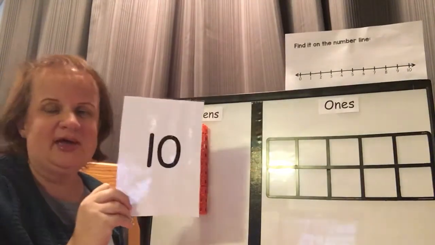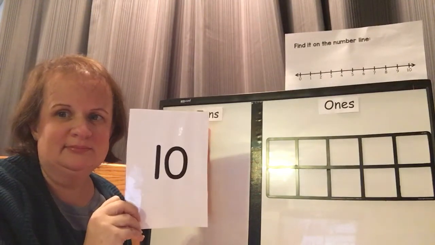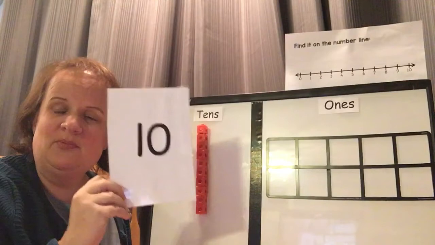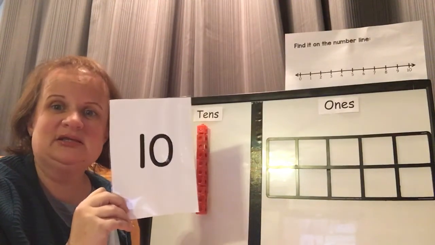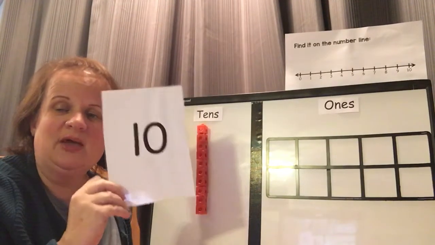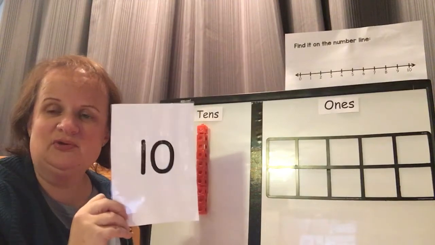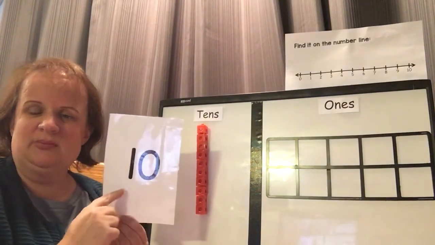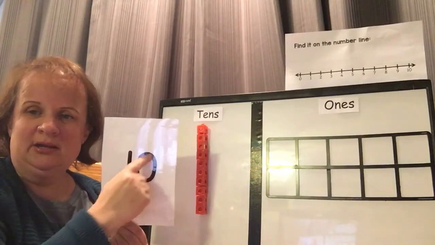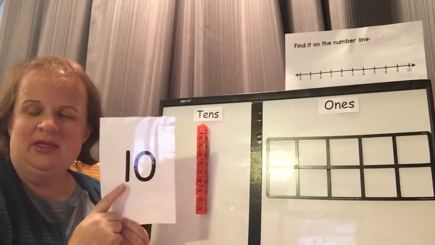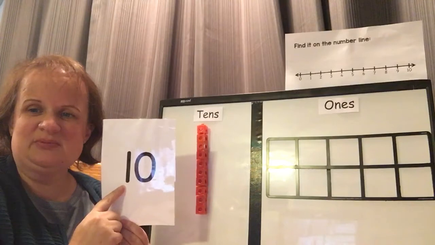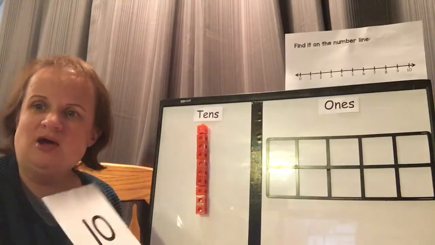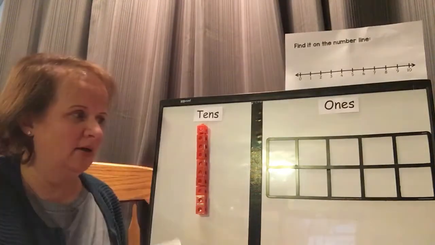What number, friends? Number 10. You're right. Number 10. This is the number that we just learned a few weeks ago. Number 10. It has 2 numbers in it, a 1 and a 0. The 1 is in the tens place. The 0 is in the ones place. I'm going to show you why.